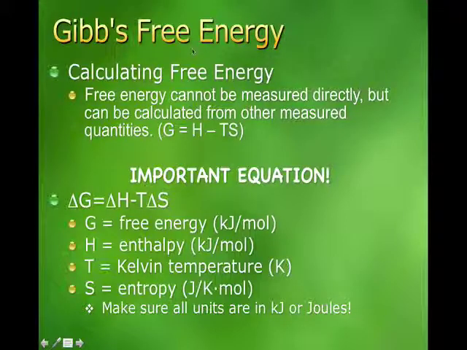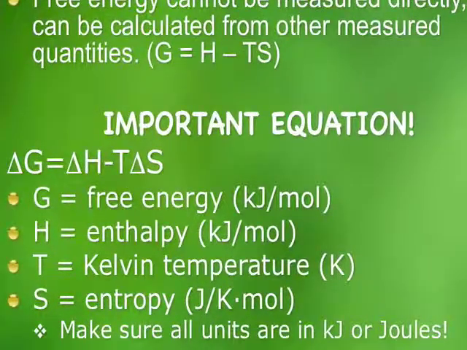But first, calculating Gibbs free energy. Gibbs free energy cannot be measured directly, but it can be calculated from other measured quantities. And this is the general formula right here, G being the Gibbs free energy, H is enthalpy minus the temperature in Kelvin times the entropy. But the really important way, and the most common way that we see it, is delta G equals delta H minus T delta S. And this is for constant temperature and constant pressure.